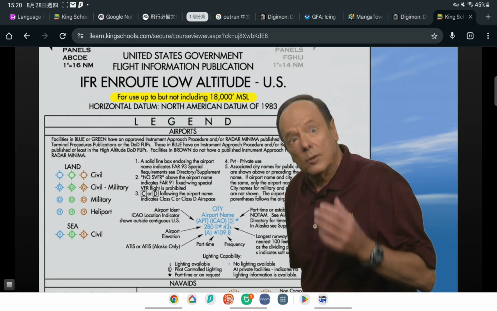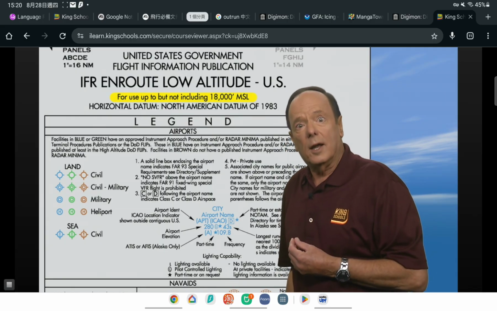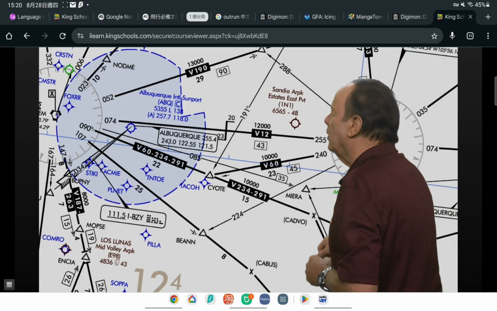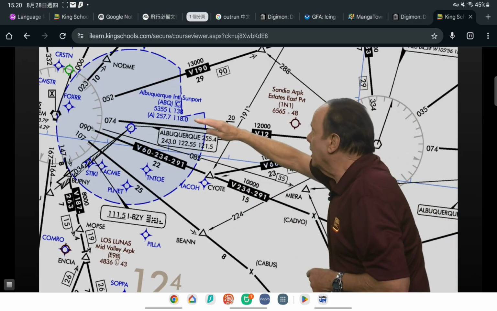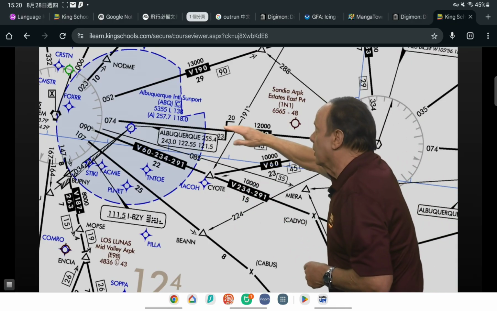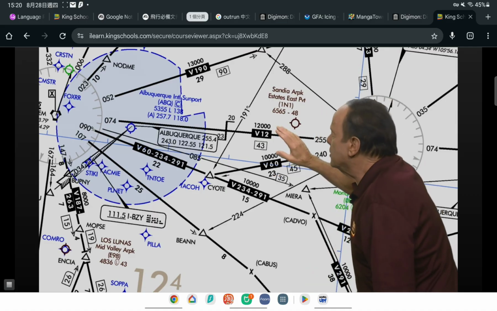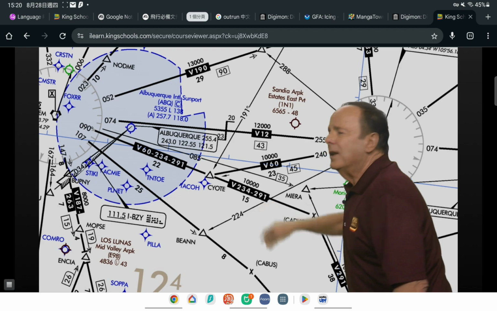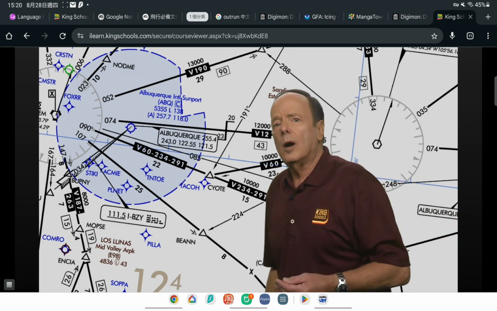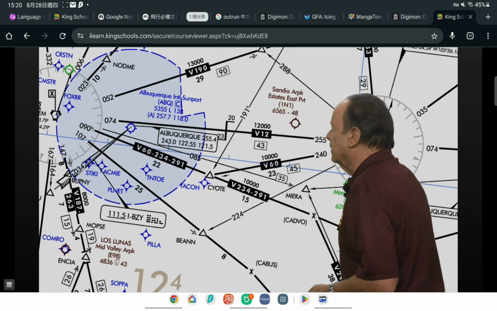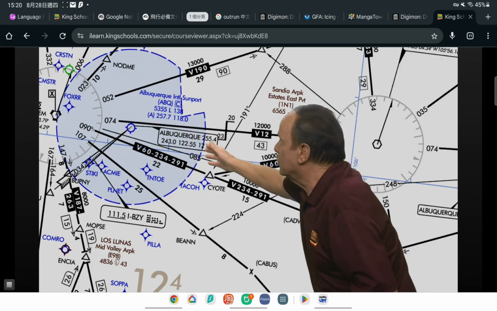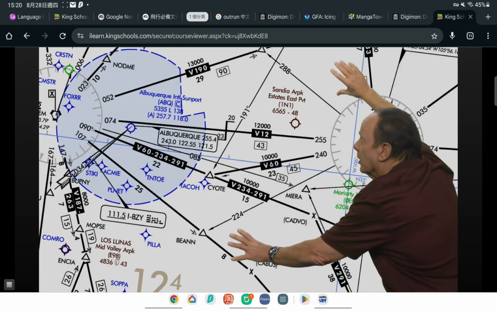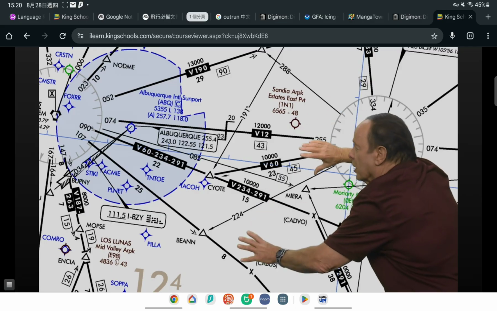Now, let's take a look at what you'll find on an IFR low altitude Enroute chart. And when we get to the chart, you'll find that low altitude airways are generally Class E airspace, or Class Echo airspace, and the base of those airways is generally 1,200 feet above ground level. Now, sometimes they are other than Class E airspace when they run through Class Bravo, Charlie, or Delta airspace. Now, this surrounding white area here is all Class Echo airspace.